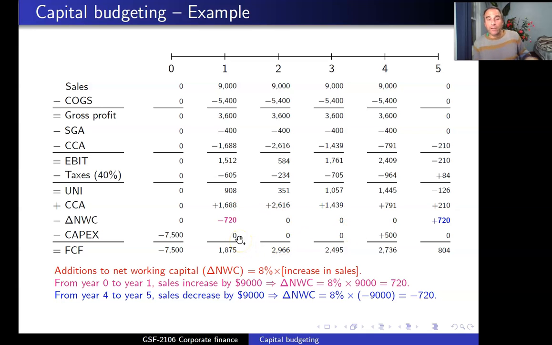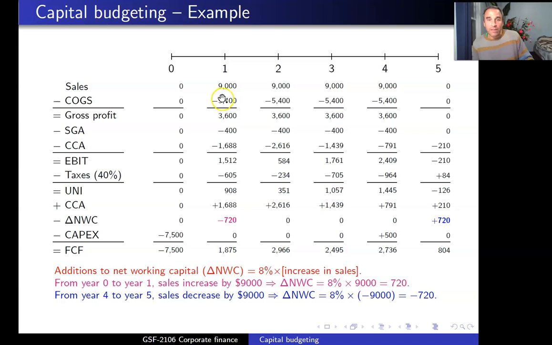Additions to net working capital. Note that the timing of additions to net working capital is always one period after capital expenditures. So we start the project, we need to buy the assets at time 0 so that we produce an income at time 1. But the additions to net working capital take place at the same time as sales increase. And so they increase at time 1 and they decrease at time 5.